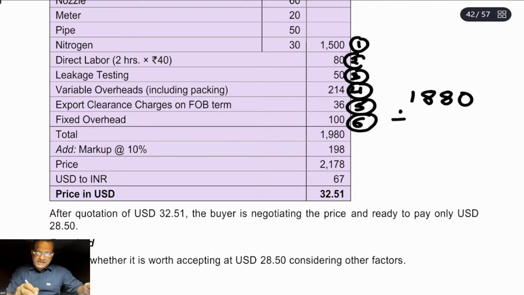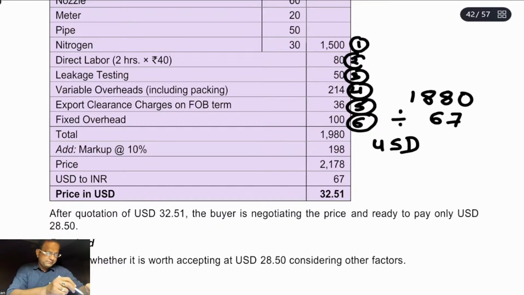When you divide 1880 by 67 rupees, can you tell me how many US dollars it is? 1880 divided by 67. So it's 28.05. So the answer is 28.05.